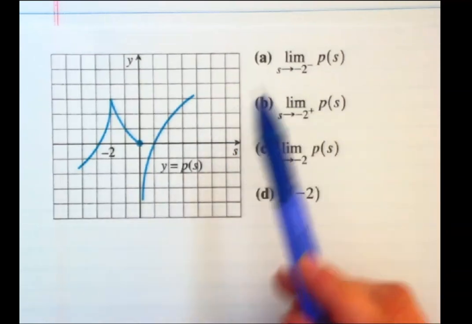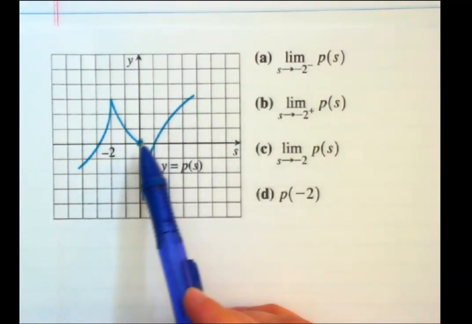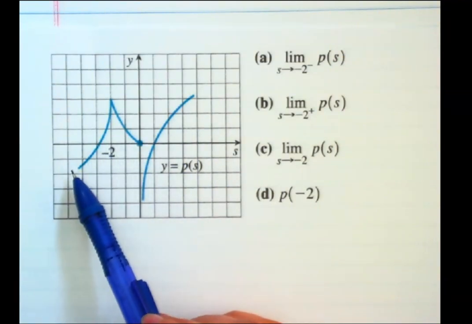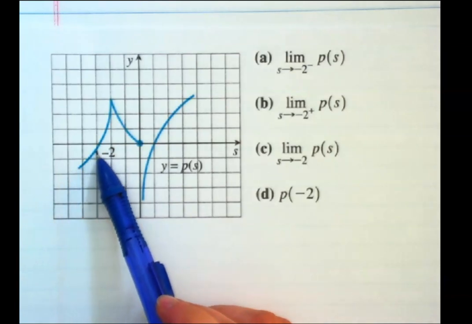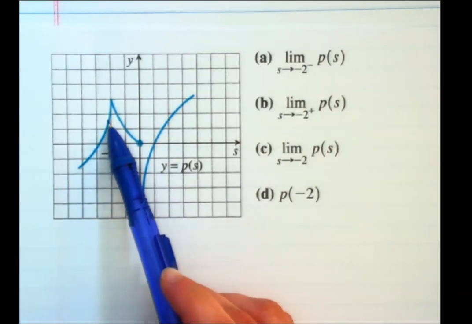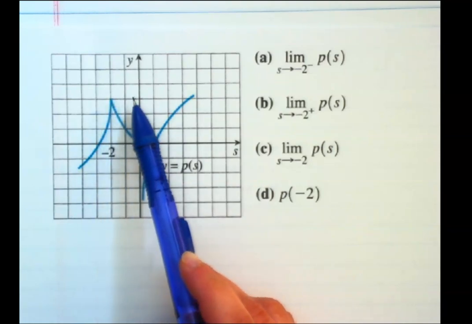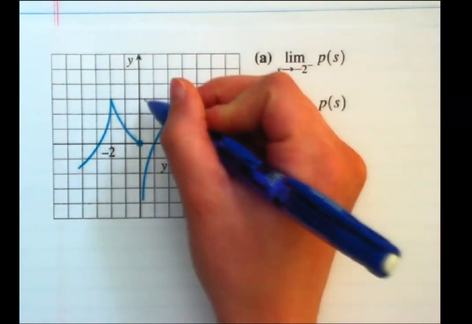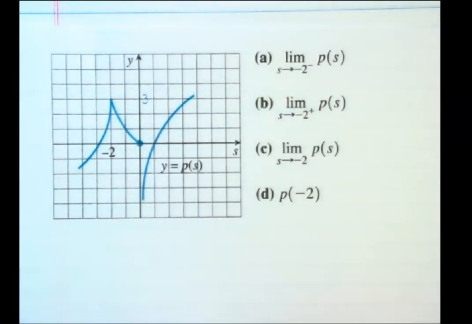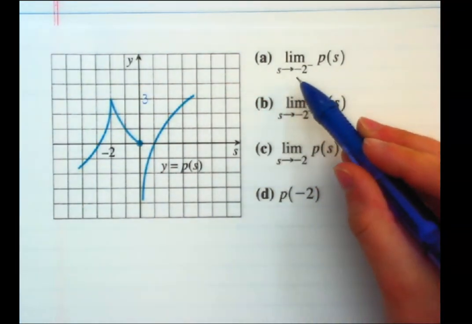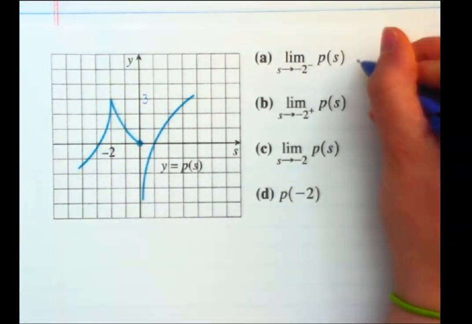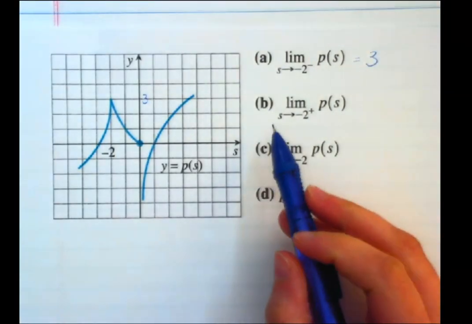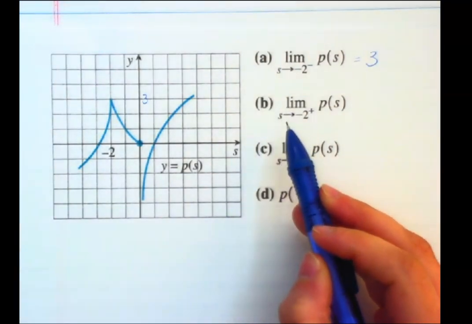Okay, so if I want to approach -2 from the left, the first thing I'm going to do on my graph is find where -2 is, right here. And then I'm going to get close to that value from the left side. So I'm following this line, approach, approach, approach. And I can see as I get closer to -2, the y value that I'm approaching is 1, 2, 3. Right there. So that means the limit as s approaches -2 from the left of this function would equal 3.